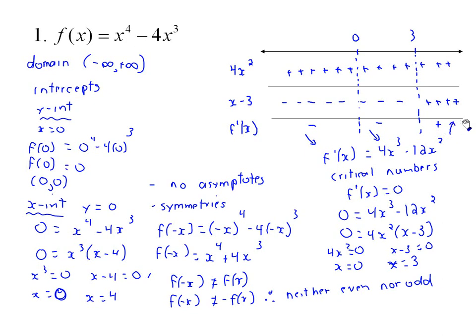So I'm going to bring up a new screen and get a little more space to work at, but we are not getting a minimum at 0. We're getting a minimum at 3. There is no maximum to this function. So therefore, there's a local min at x equal 3.